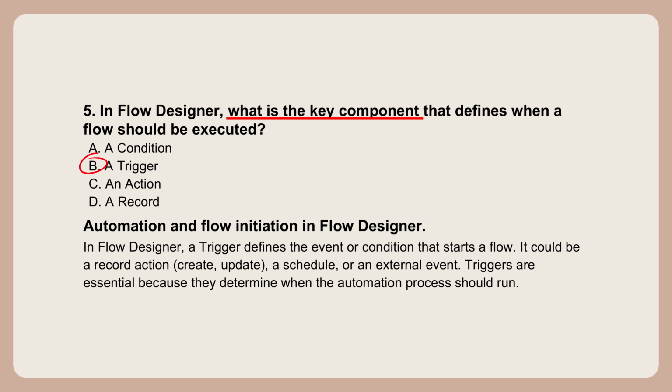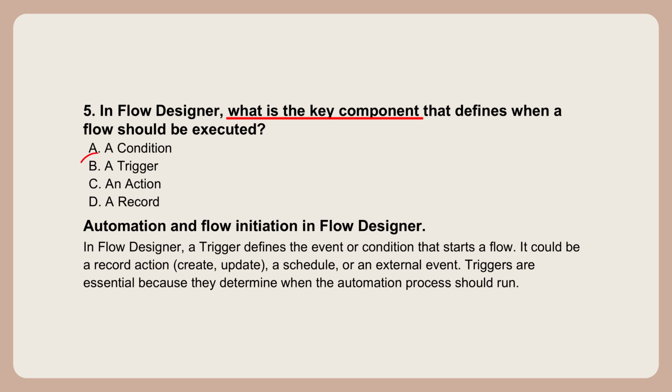A trigger. Our source material nails it. In Flow Designer, the trigger is the starting gun. It's the thing that defines the specific condition or event that makes the whole automated process kick off. What makes it wake up and run? Precisely. Could be when a record gets created or updated in a certain way. Could be based on a schedule, like run this every morning, or even when an API call comes in from another system. Lots of possibilities.